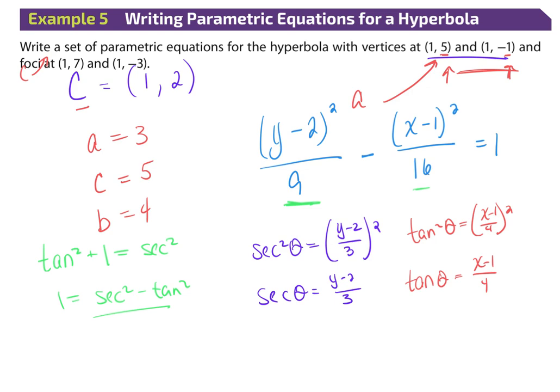All right? To get it by itself, this is basic algebra here. Multiply by 3, add 2. So y is going to equal 3 secant of theta plus 2. X is going to equal 4 tangent of theta plus 1.